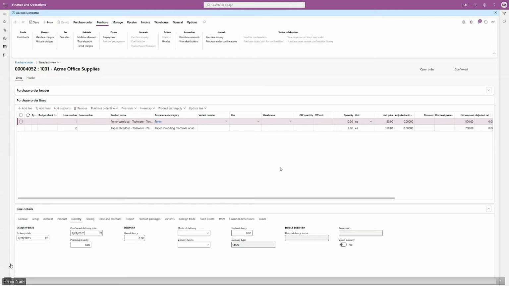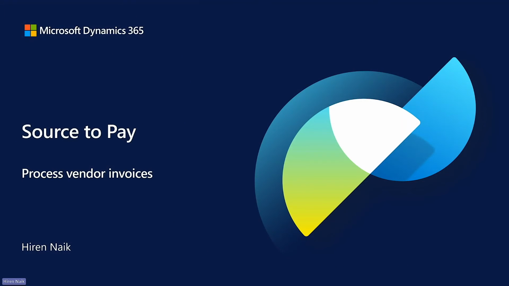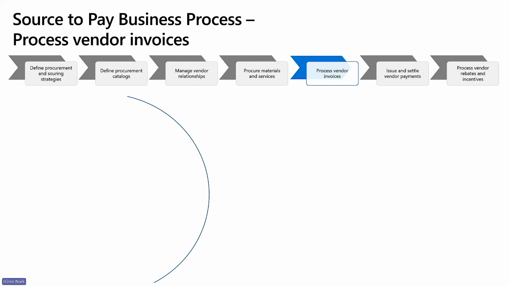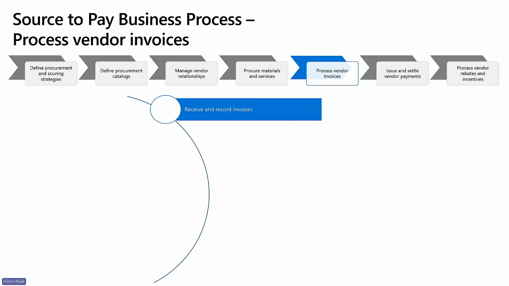So now let's review the processes on the accounts payable side. Payable processes start with the invoicing process. This business process area involves processing vendor invoices by verifying that the recorded invoice is accurate, matching invoices to the purchase order or the product receipts, performing the 2-way or 3-way matching, and finally approving and posting the vendor invoices.